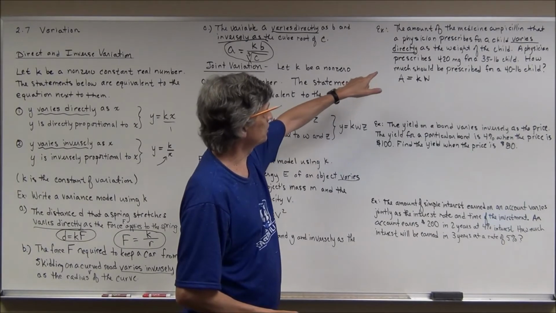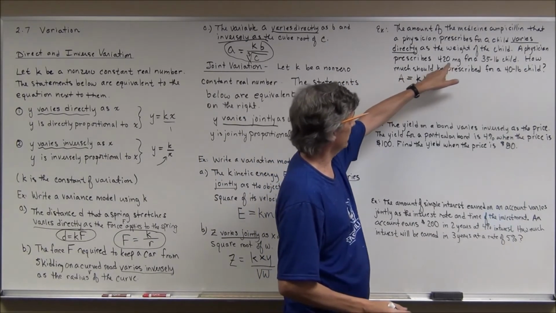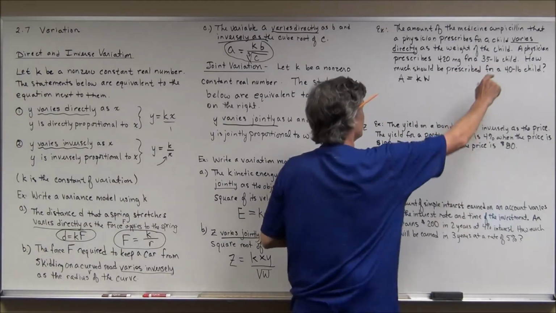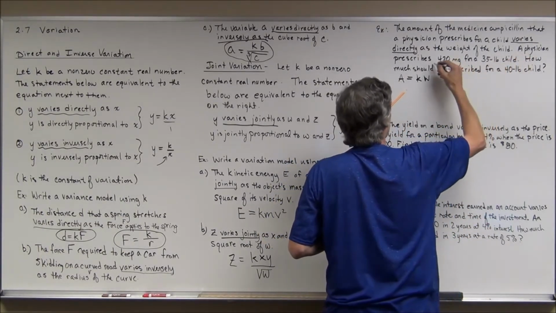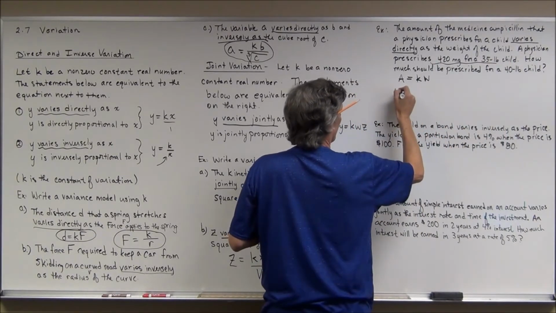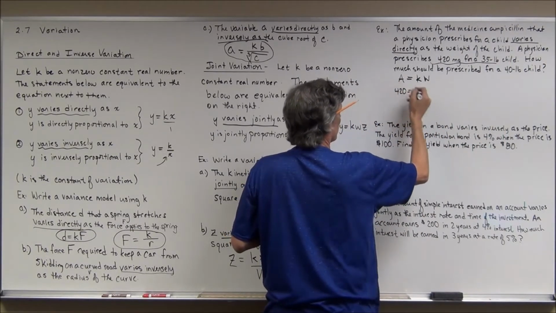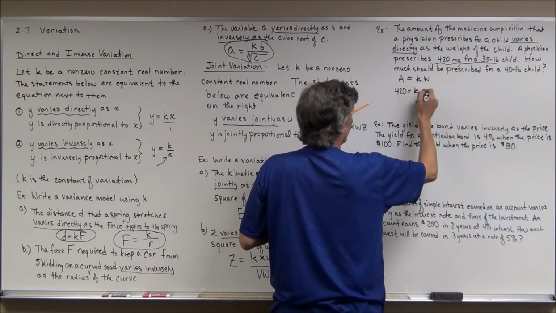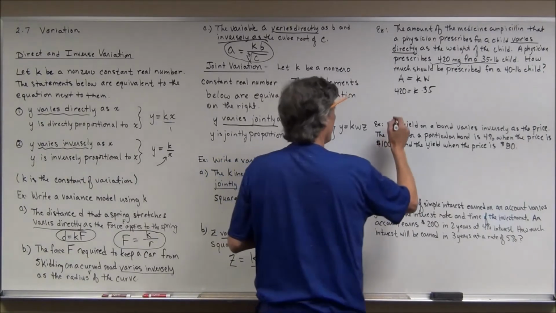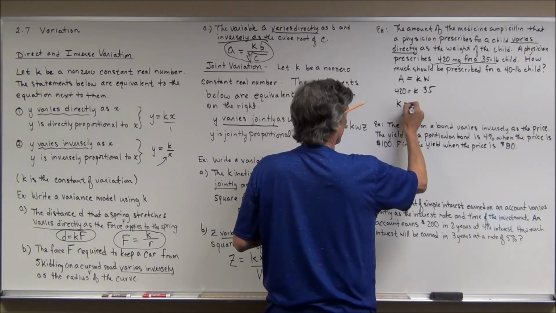A physician prescribes 450 milligrams, that would be the amount, for a 35-pound child, that would be the weight. This sentence is going to give me enough information to figure out what k is. I'll plug 450 in here for the amount of the medicine, and 35 in here for the weight of the child. Now I'll solve for k. I'll divide both sides by 35.